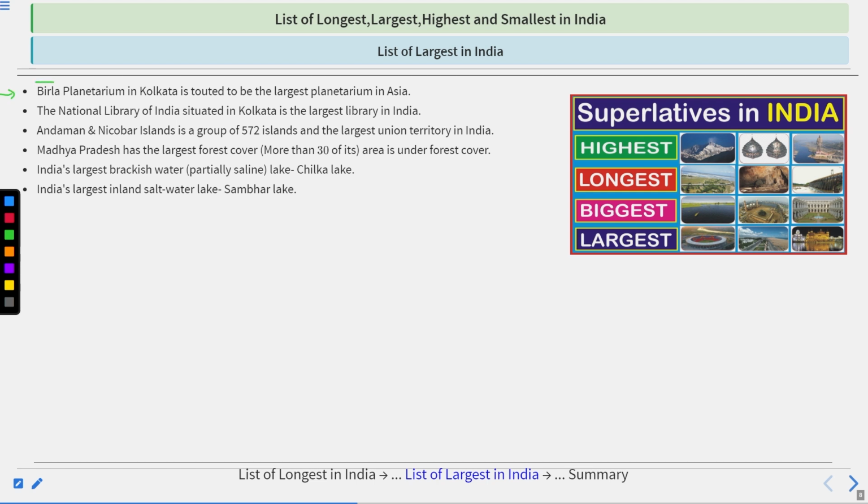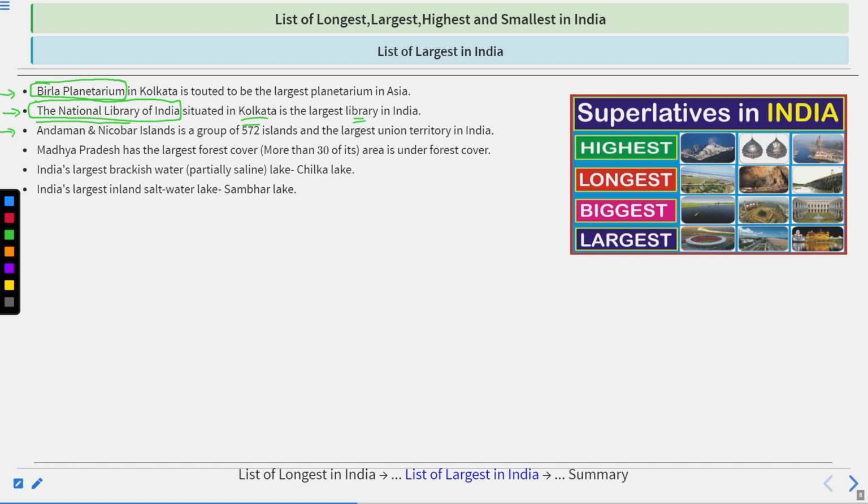Then we have Birla Planetarium. In Kolkata, it is touted to be the largest planetarium in Asia. And it is located in Mumbai. Then we have the National Library of India. It is at Kolkata, which is the largest library in India.